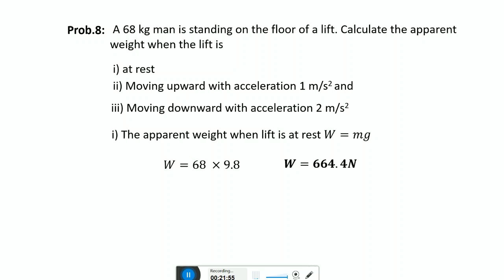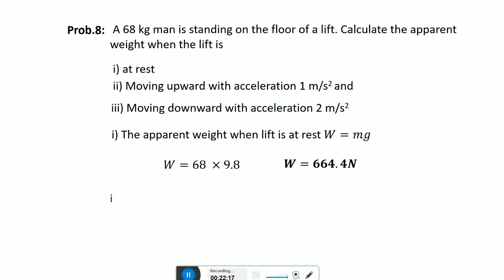In second case, lift is moving upward with acceleration 1 meter per second square. Means here value of a is given, that is 1 meter per second square. And we know that as lift moves in upward direction, that means upward force will be larger than downward force.